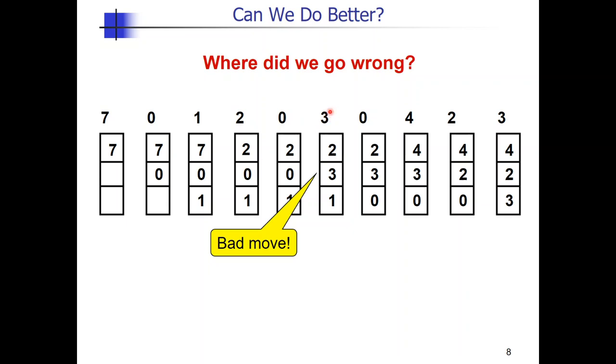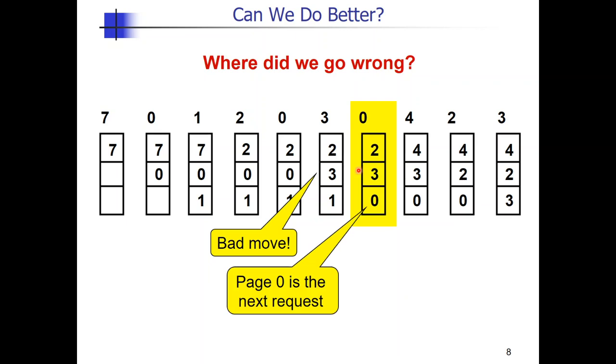But when the next 2 page references, 2 and 0 came, 2 we got in by moving 7 out, 0 it was still okay. But when we requested page 3, we had to throw page 0 out, and that was a bad move because the next request was for page 0. Retaining page 0 would have benefited us, because page 0 was the next request.